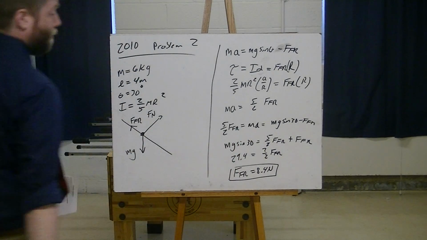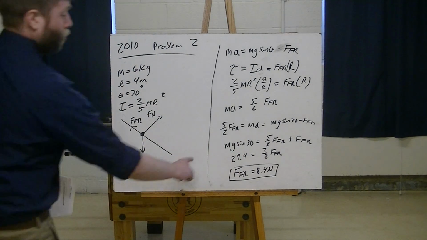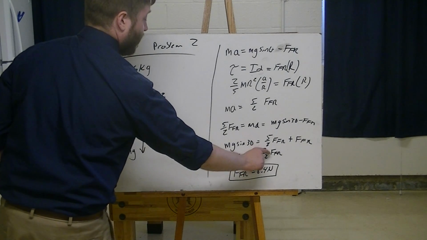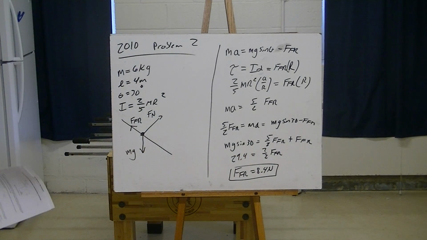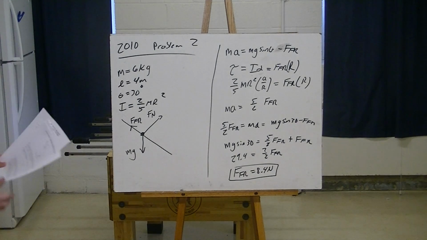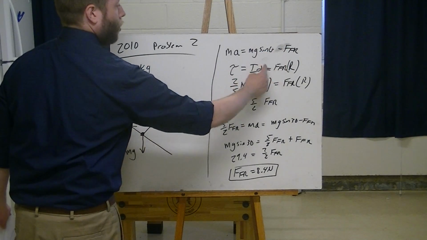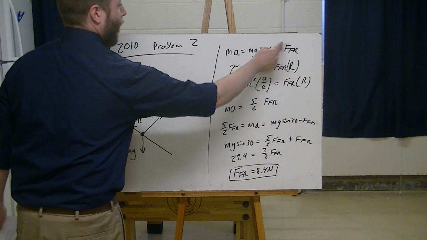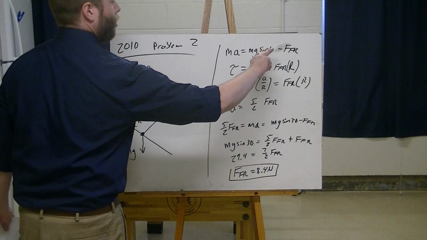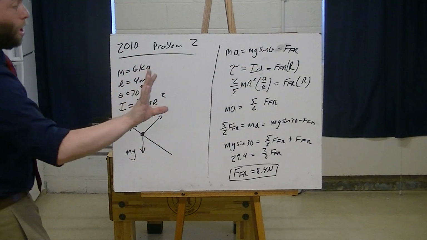We can calculate mg sine 30, and we get 29.4. That's now equal to 7 over 2 times the force of friction, and that means the force of friction is equal to 8.4 newtons. So this is a little weird because usually we solve for the force of friction in the torque equation and substitute it back in to get the acceleration. Here they're having us do the reverse, which made me pause for a second.